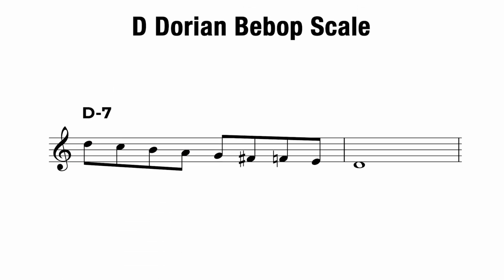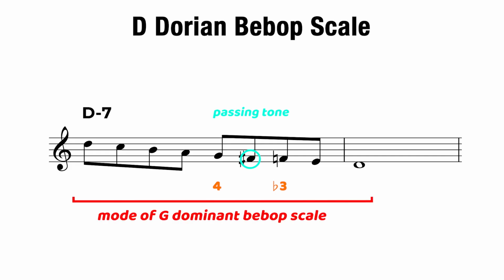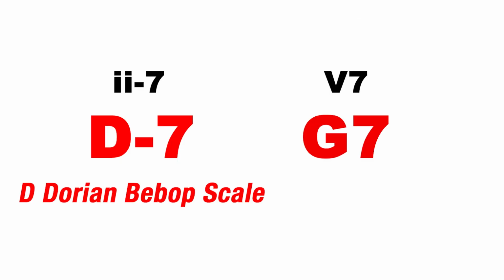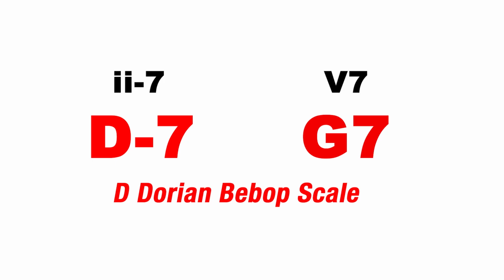So what's the D Dorian bebop scale? The D Dorian bebop scale contains a passing tone between the flat 3rd and the 4th. As you can see, this is just a mode of the G dominant bebop scale. You won't be landing on the flat 7 on downbeats for this iteration, and that's okay. You'll be landing on the 6 instead, which still sounds great, and it heavily simplifies playing this sound over 2/5 progressions. As with this 2/5, just use the same scale over the same downbeats.